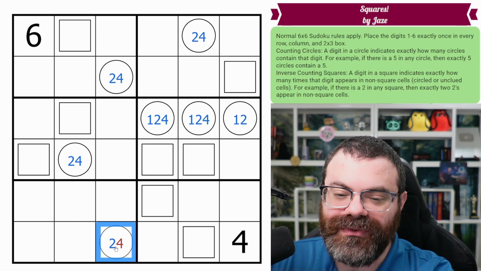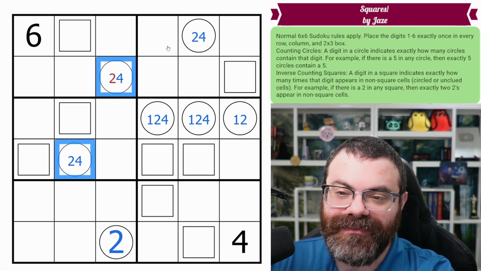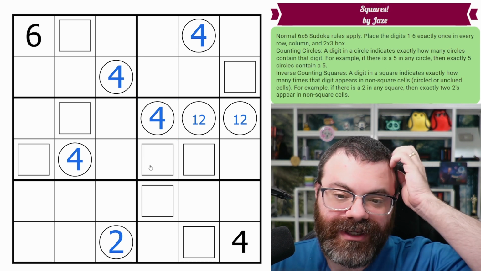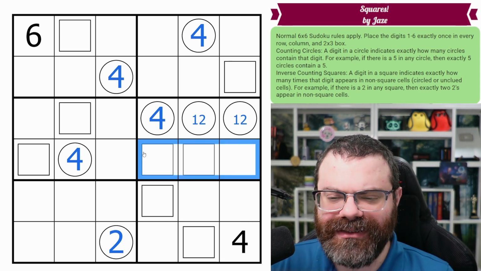And one of them will be 2, which is this one. And the rest of them will be 4 because we can't have any more 2s. So that makes that a 4. All right, that's good progress. Let's pencil some cells at least.